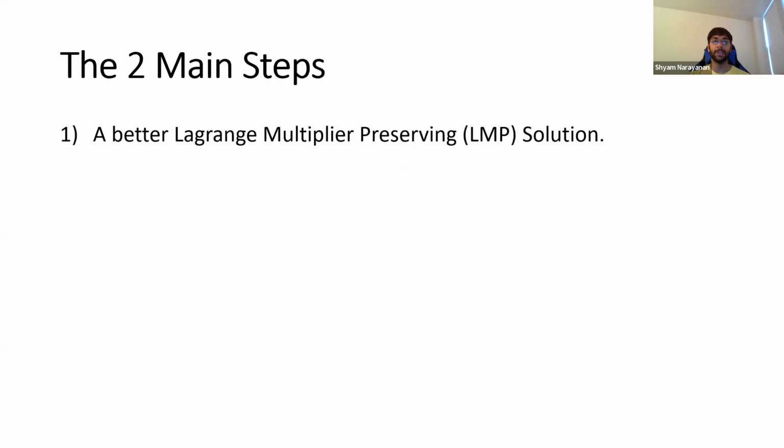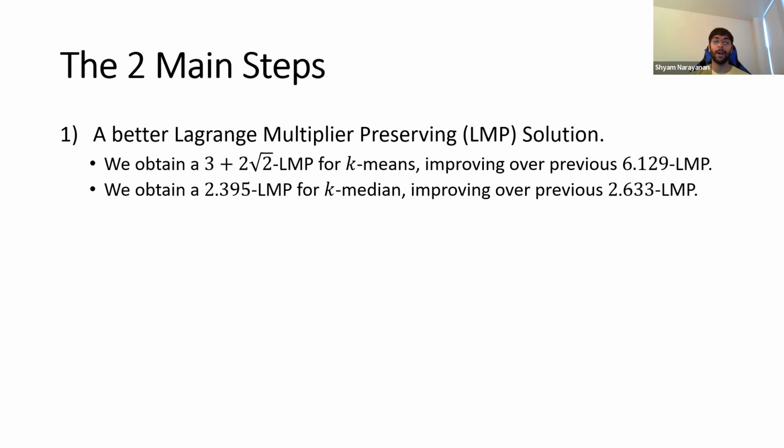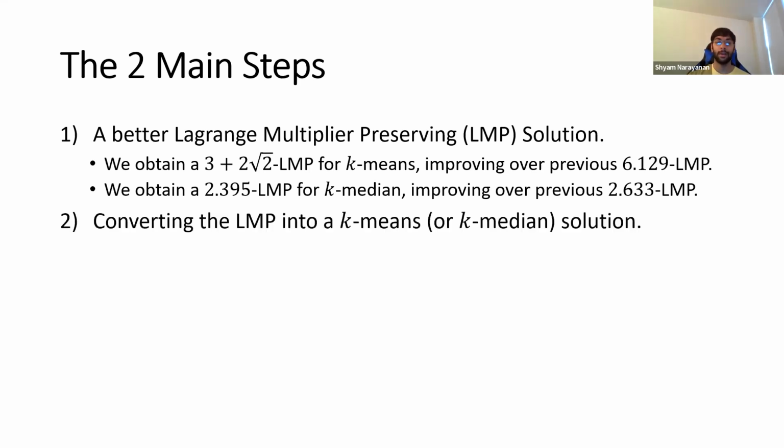So overall, we follow two main steps. The first step is to provide a better LMP, or Lagrange multiplier preserving, solution. And we're able to provide better LMP solutions for both k-means and k-median. If you don't know what LMP solutions are, that's fine. We're going to describe them in more detail later on.